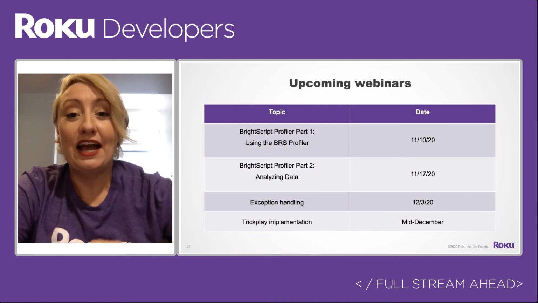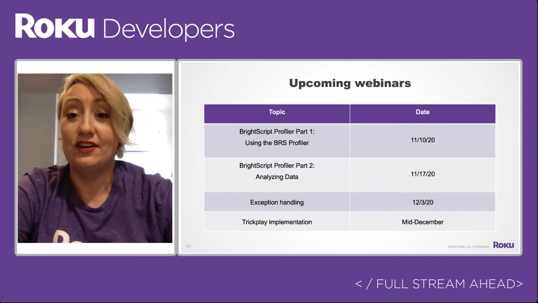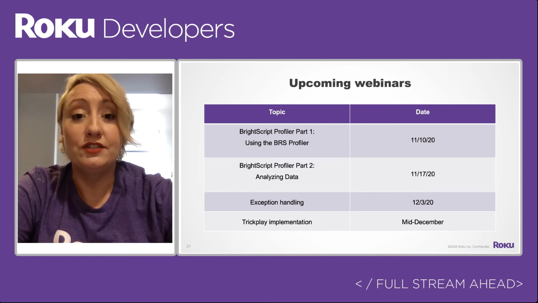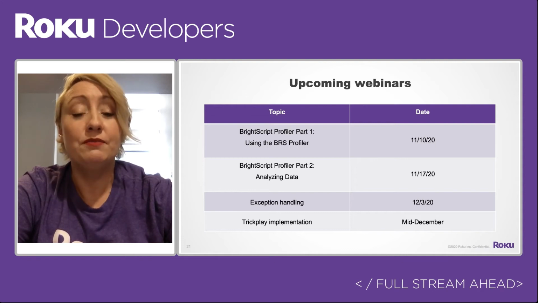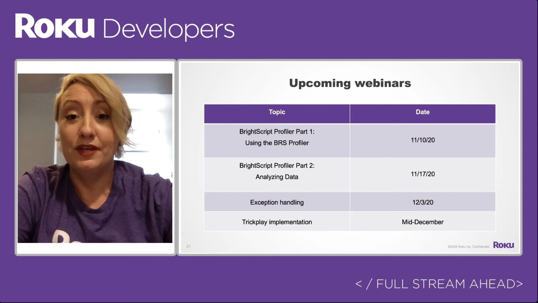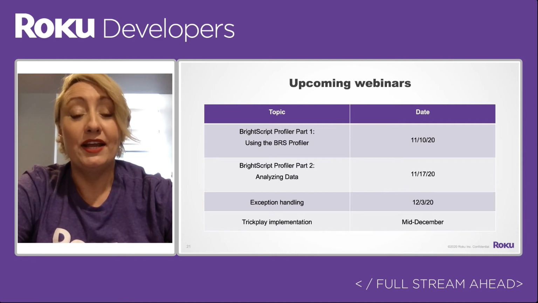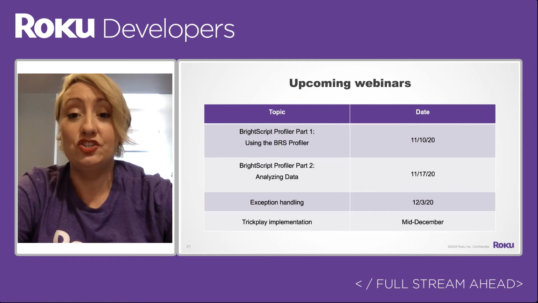So I'll leave you with this calendar of initial webinars we have planned for the series. We will start with a two-part series on how to use the BrightScript profiler for channel optimization. The first session will cover how to use the profiler to capture CPU and memory data during a channel session, and the second session will focus on how to analyze the data. Then, in early December, we will host a focus session all about exception handling on the Roku platform, which will go into much greater detail than I did moments ago. Finally, in mid-December, we are planning another session focused on Trickplay implementation and complying with the related certification requirement.